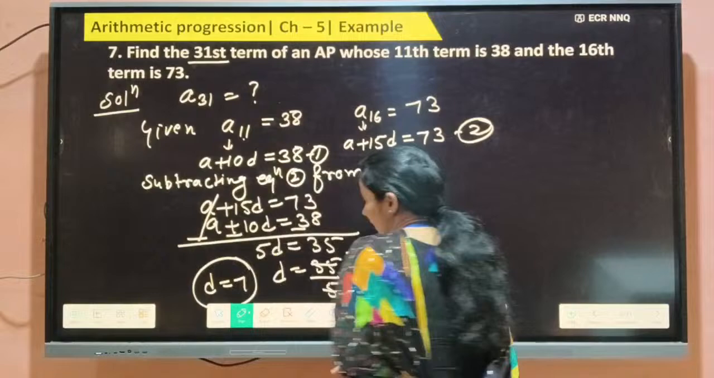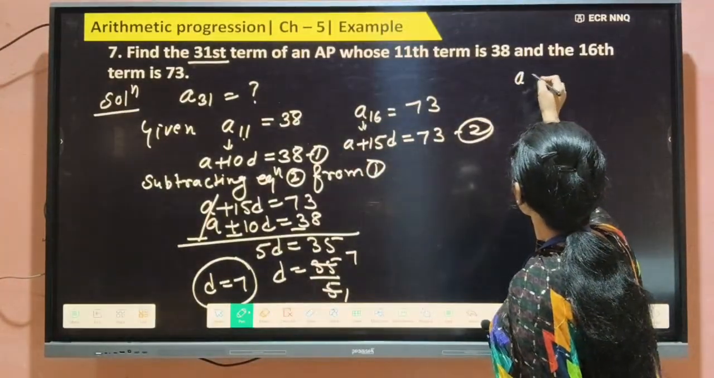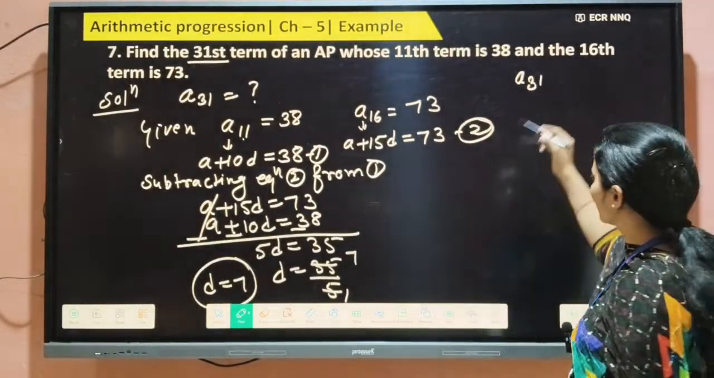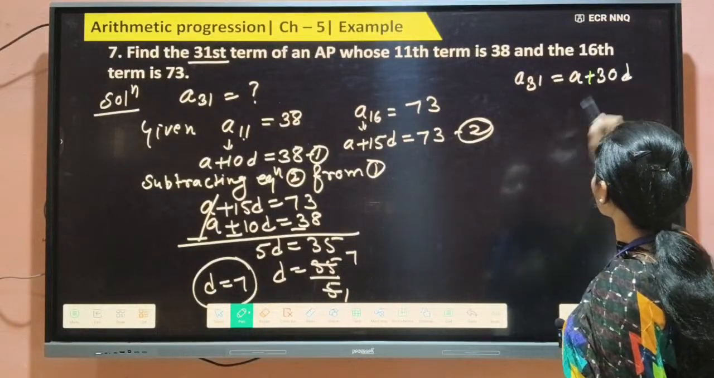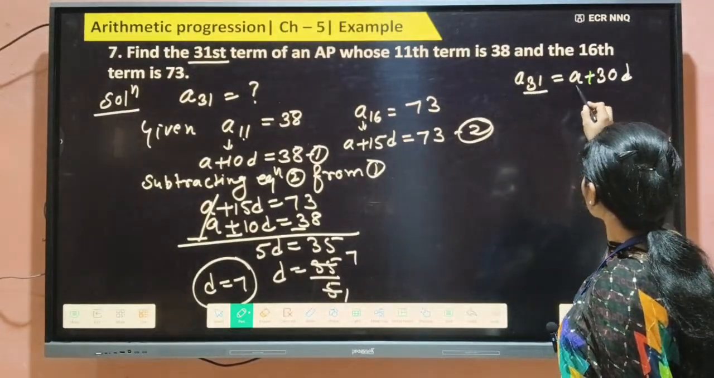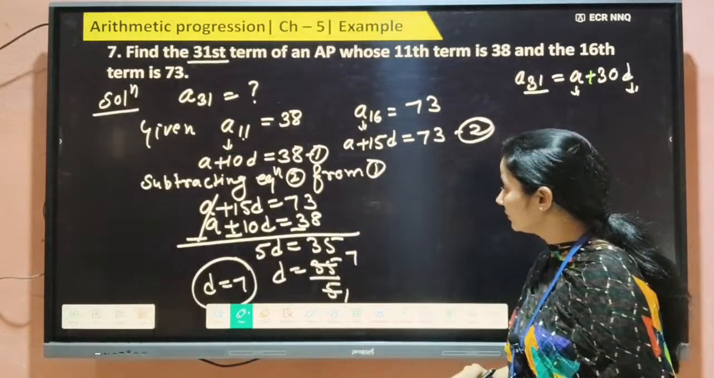See why we are finding this A and D value. We need to find out the A31 term, the 31st term of this AP, and this is A plus 30D. For calculating this 31st term, we need A and we need D. That's why we are following this.